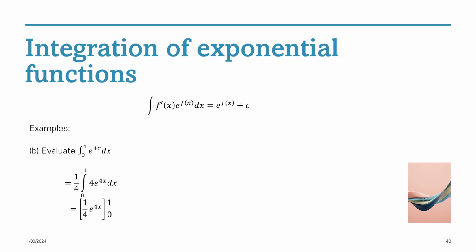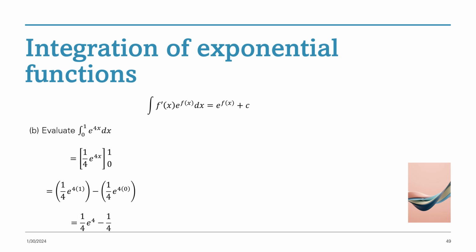When I want to do the integral from 0 to 1 of e to the 4x, I need a 4 out the front because the derivative of 4x is 4. So I need a 4 out the front, and a quarter times 4 gives me 1. So therefore, when I integrate, I get a quarter e to the 4x. Subbing in 1 and 0, I get a quarter e to the 4 minus a quarter.